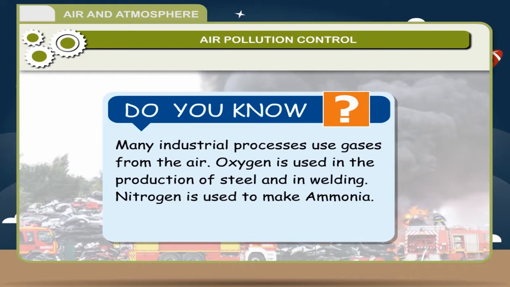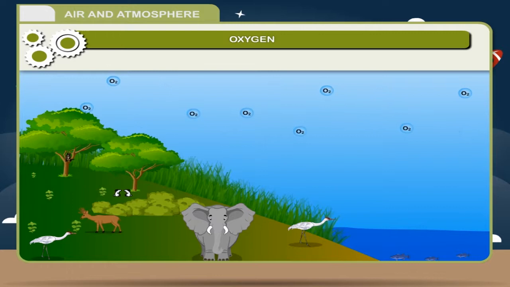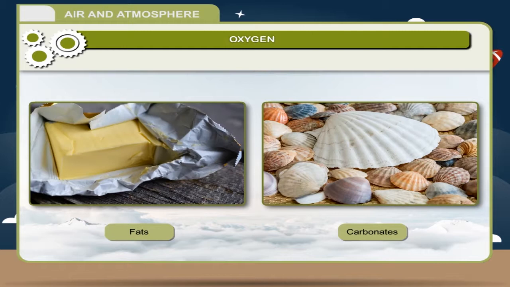Oxygen. Oxygen is the most abundant element on the earth. It occurs in free state in air and in combined state as water, carbohydrates, proteins, fats, carbonates, oxides, etc.